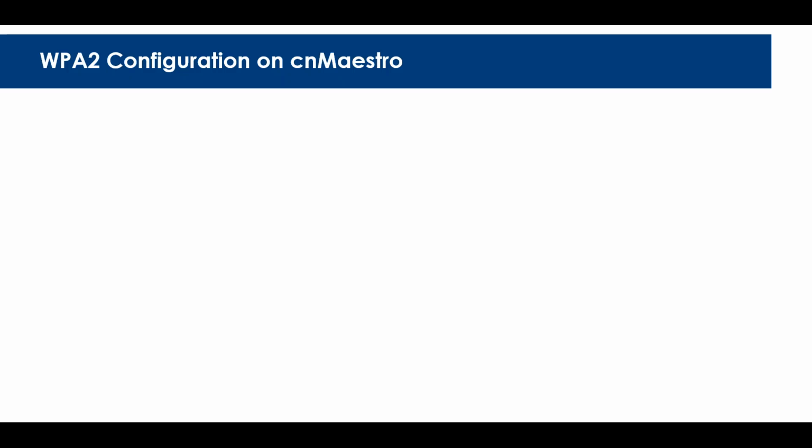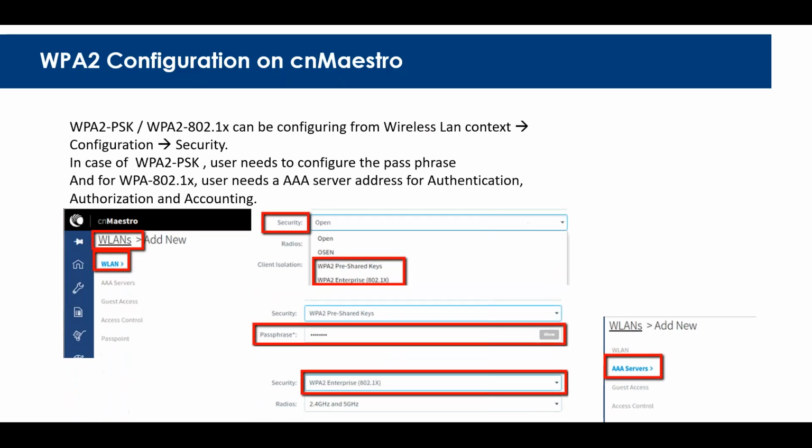Next, let's see WPA2 configuration on cnMaestro. cnMaestro has the configuration for WPA2 PSK under the security options. You have two drop down options. One is WPA2 PSK and another one is WPA2 Enterprise. If you are using WPA2 PSK, you need to enter the passphrase, and if you are using WPA2 Enterprise, you need to configure the AAA server for the external authentication server.